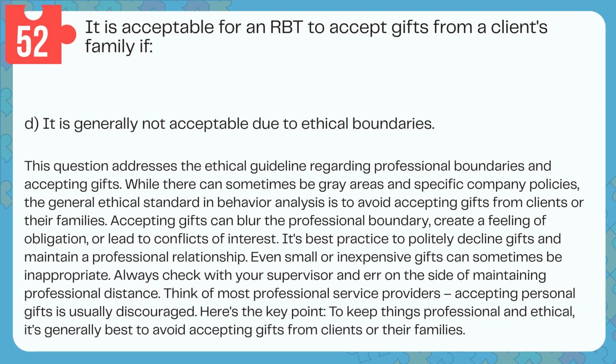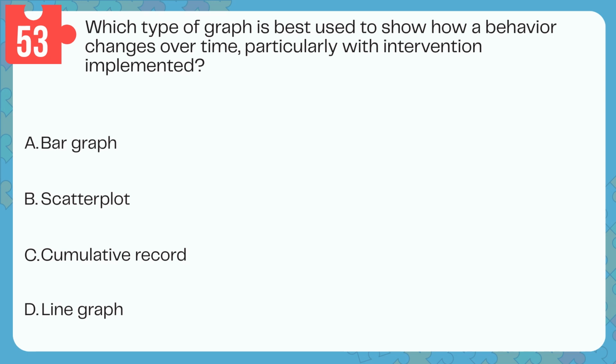Question 53. Which type of graph is best used to show how a behavior changes over time, particularly with intervention implemented? A. Bar graph. B. Scatter plot. C. Cumulative record. D. Line graph.